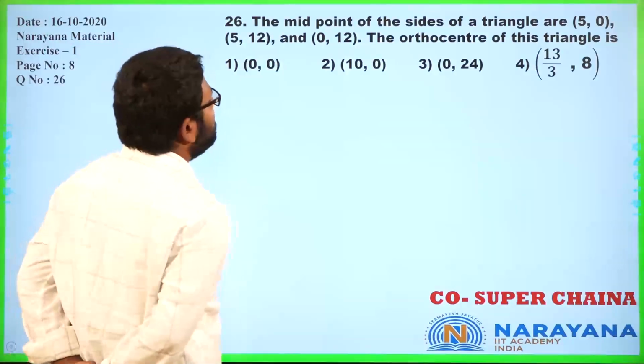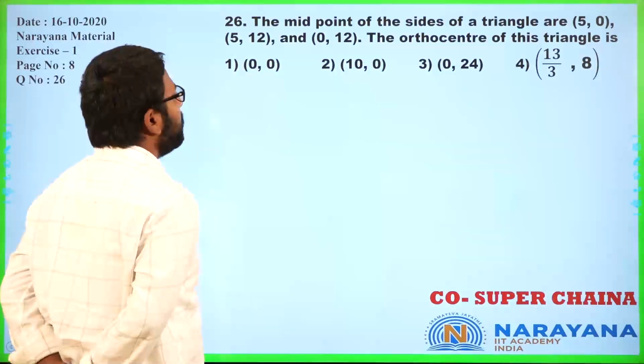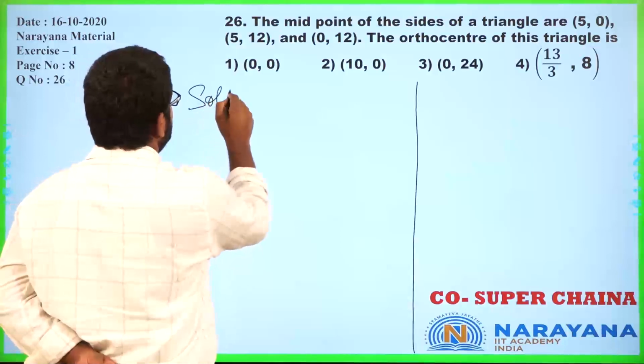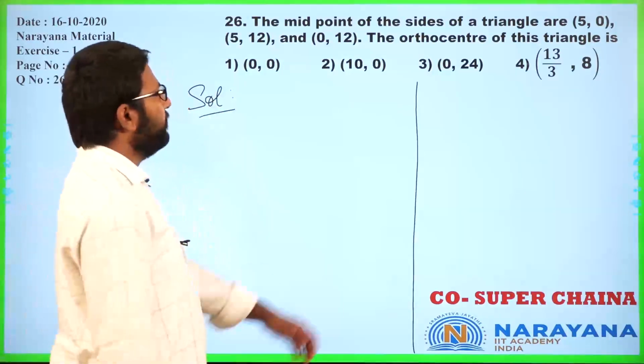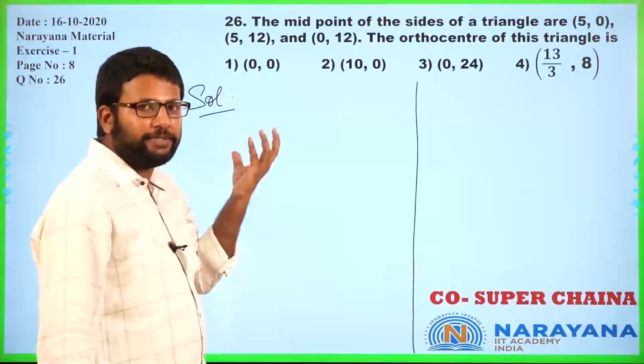The midpoints of the sides of a triangle are (5, 0), (5, 12) and (0, 12). The orthocenter of this triangle is? Okay? Now, often whenever the coordinates are given, you try and ask yourself, is there anything special of this triangle? Like I've said earlier, right?